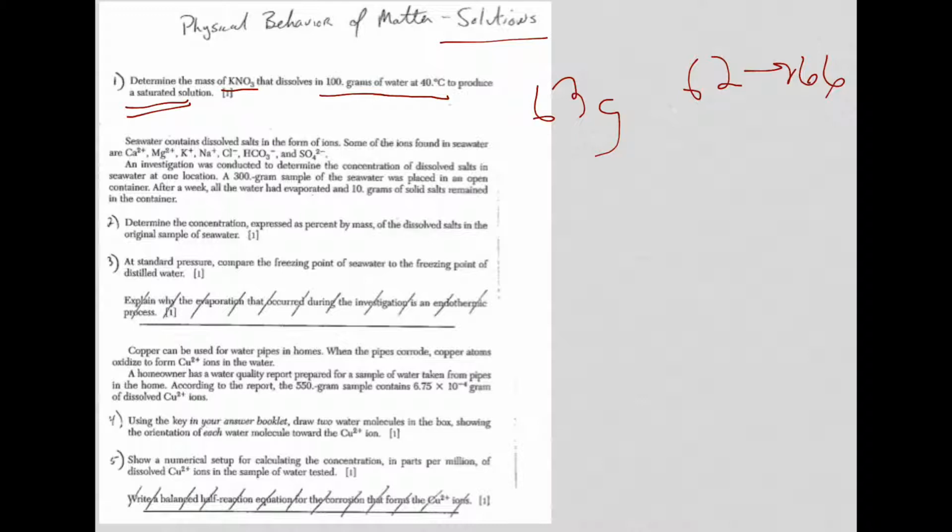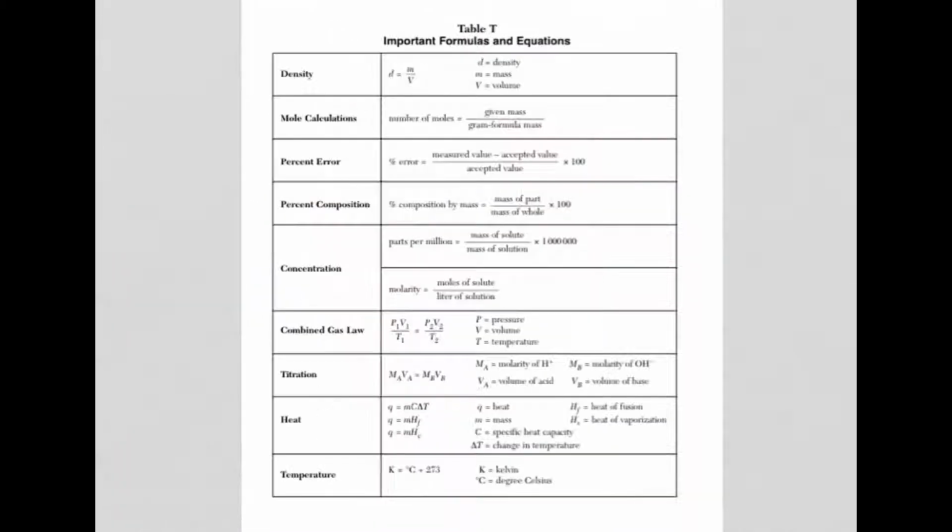For 2 and 3, we're dealing here with this reading passage, so there's going to be some information up there that we'll probably need, and let's take a look. So for question 2, it says determine the concentration as expressed as percent by mass of the dissolved salts in the original sample of seawater. All right, so percent by mass. If you're not sure, then go to reference table T. Even if you are sure, it's always a good idea to take a look.